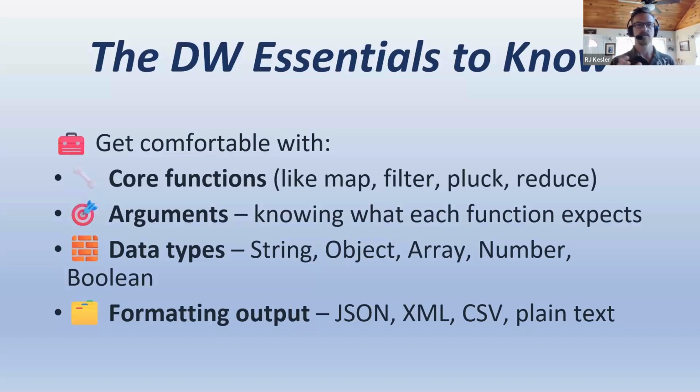So what do we need to know right away? We need to know that there are core functions such as map, filter, pluck, and reduce. We're going to go over all those. There are different arguments, there are different data types, and then there's the formatting output, and we'll go over all that.